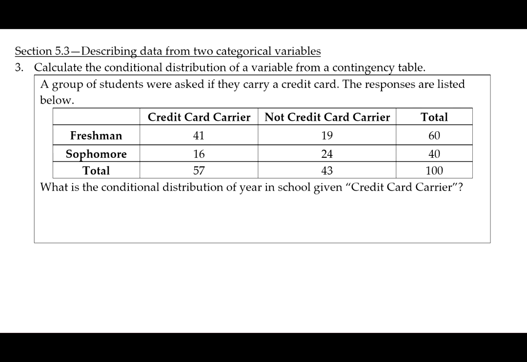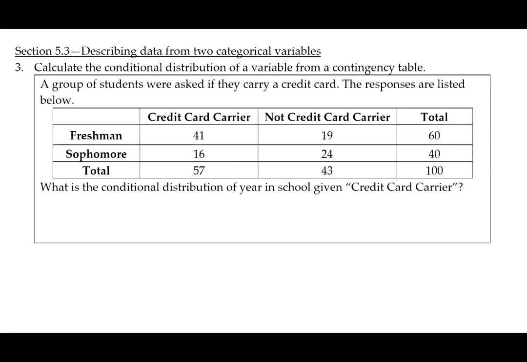The third learning objective in section 5.3 is to calculate the conditional distribution of a variable from a contingency table. A group of students were asked if they carry a credit card. The responses are listed below. What is the conditional distribution of year in school given credit card carrier?